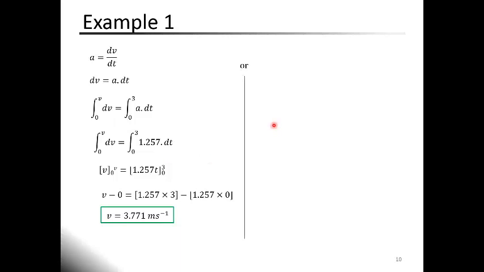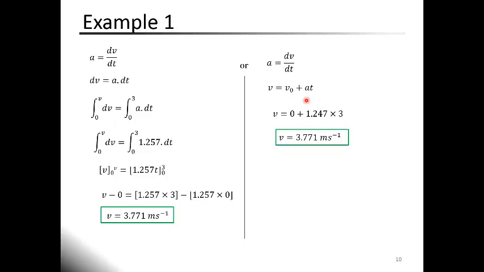And because the acceleration is constant, we can use the equations of motion that we've seen before straight away. Like the first equation, v is equal to v0 plus at. We know that v0 is 0, the time is 3 seconds, and the acceleration is 1.257. So we can easily find here the velocity, which is going to be 3.771 meter per second. It's the same. So either you solve this part of the problem using the left-hand side or the right-hand side method.